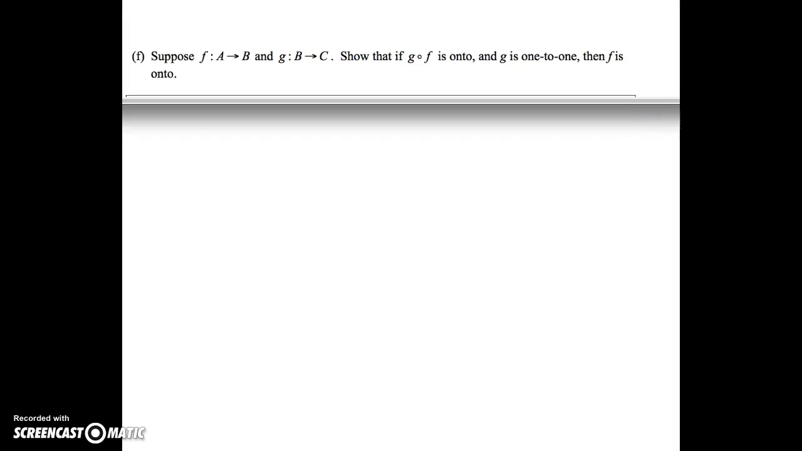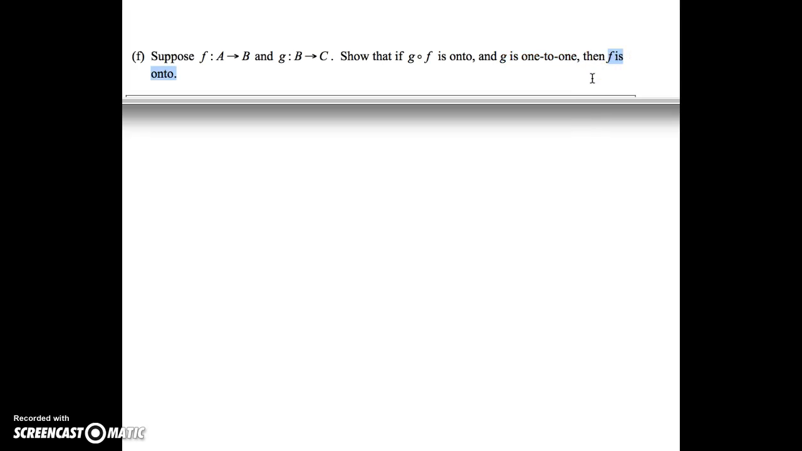For the next proof I'd like to look at is F. And F says, suppose that F maps A to B and G maps B to C. Show that if G of F is onto, and if G is 1 to 1, then we get F is onto. So essentially we're trying to prove that F is onto.